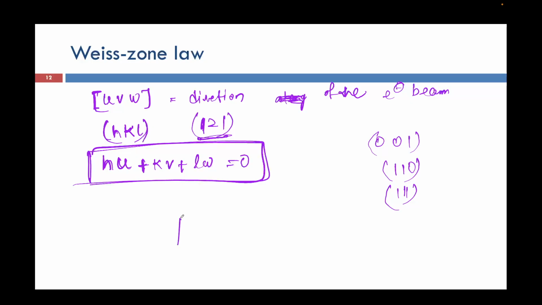Let's say my electron beam is coming like this, in UVW direction, and my plane is parallel to it. But we know that if I am talking about an HKL plane, then the direction normal to this HKL plane will also be the HKL direction. If you want to visualize, you can take it like this.